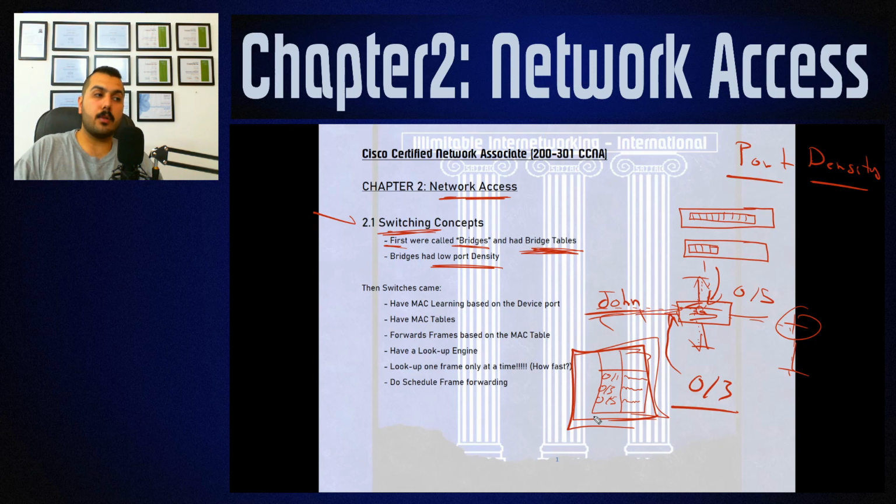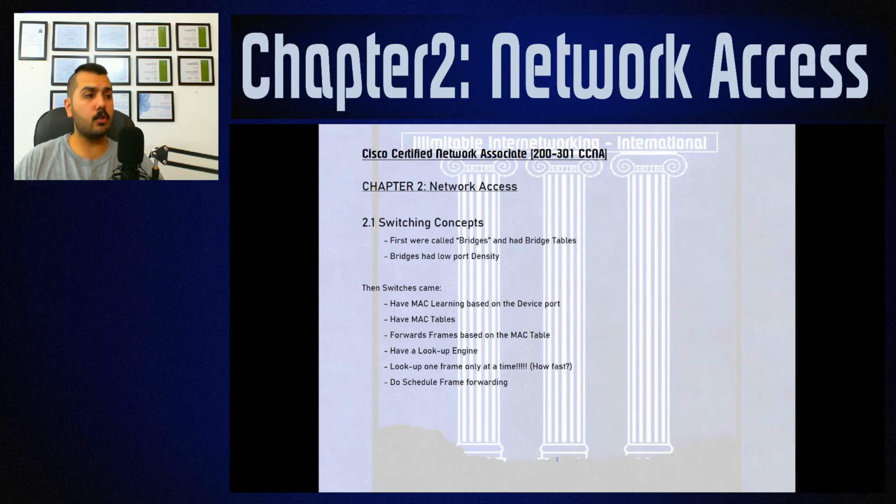Okay, this is the concept of bridges, but bridges had a lot of problems. It was the first version of a layer 2 device. They were really old devices, and now they are obsolete. After that they were developed to become the all new devices that were called switches. Okay, so now we have the new generation, which is switches.